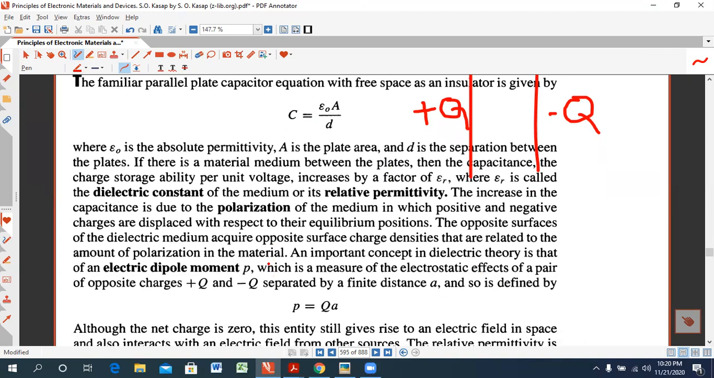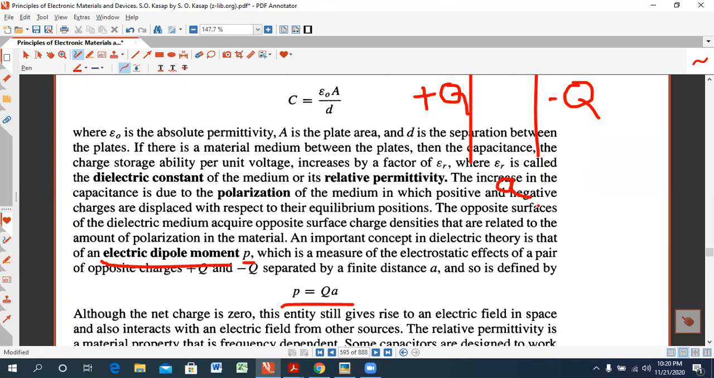Now you will learn the electric dipole moment, described by the symbol p. It can be measured if we have two charges, plus q and minus q, and the distance between them is a. Then we can write the electric dipole moment p equals qa, where q is the amount of charge and a is the distance between the two. This is known as the electric dipole moment.